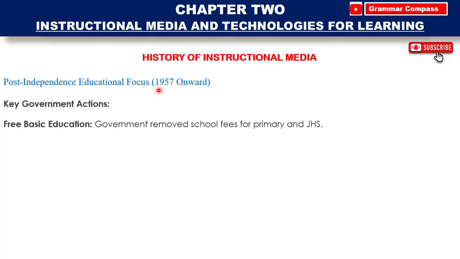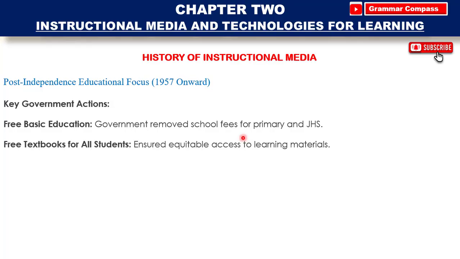So here are the things that were done. First, free basic education. So government removed school fees for primary and JHS. It was a game changer, opening the doors of education to thousands of children, especially in the rural and low-income communities. Secondly, free textbooks for all students. Next, this wasn't just about handing out books. It was about making sure every child had an equal chance to learn, no matter their background. With free textbooks, students had learning materials they could take home, read and revise with.